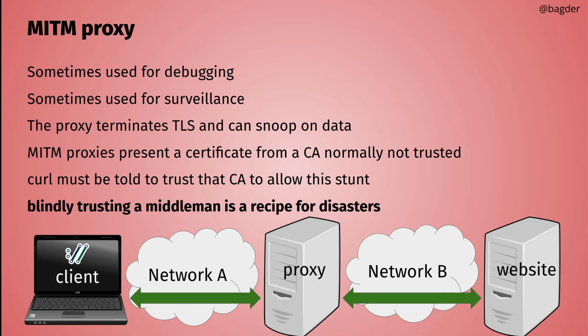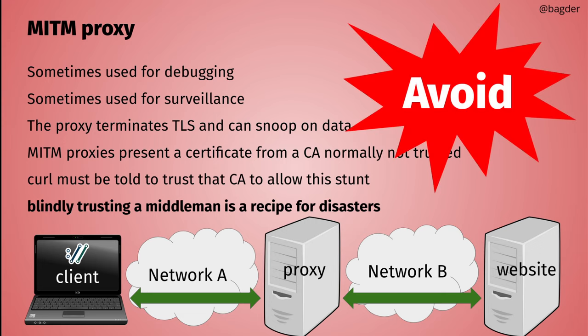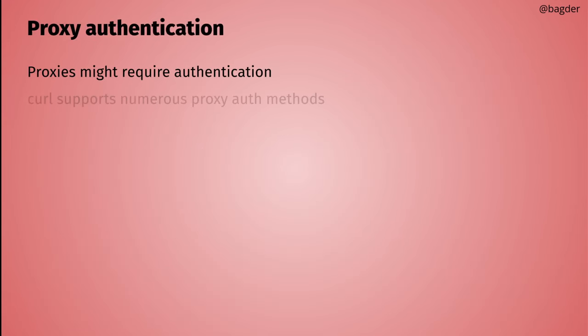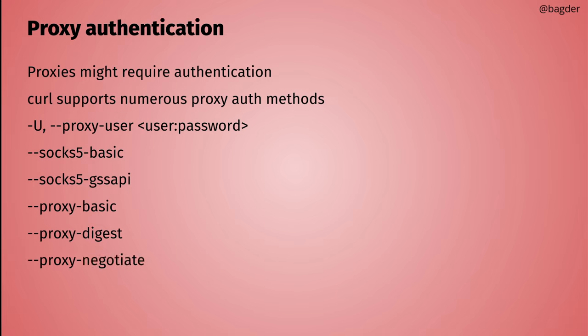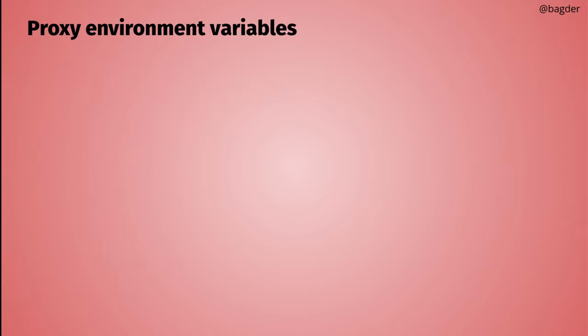But of course, blindly trusting a middleman like this, and middlemen in general, is not very nice. And of course, you can do authentication with proxies, which basically means that you have credentials, and there are different ways to authenticate with proxies, different methods, different algorithms, and so on. We have a lot of different options, depending on which kind of algorithm your proxy uses, use the one that makes it go through.